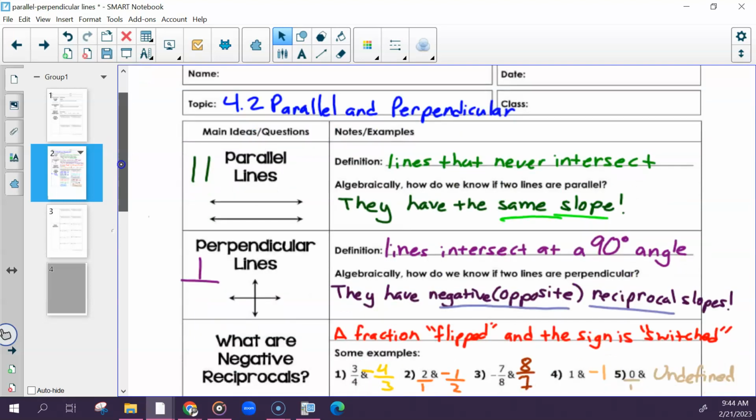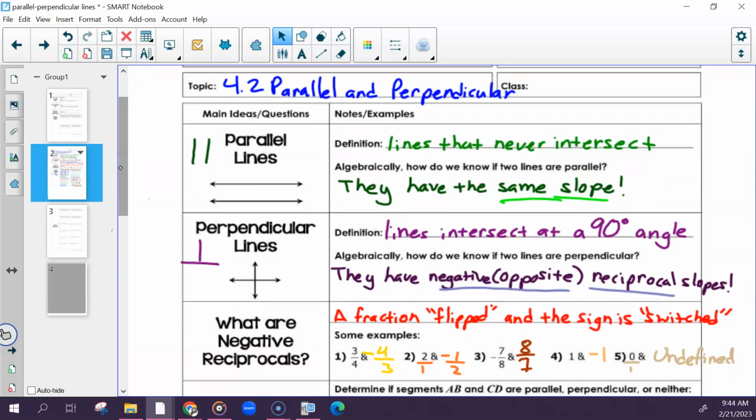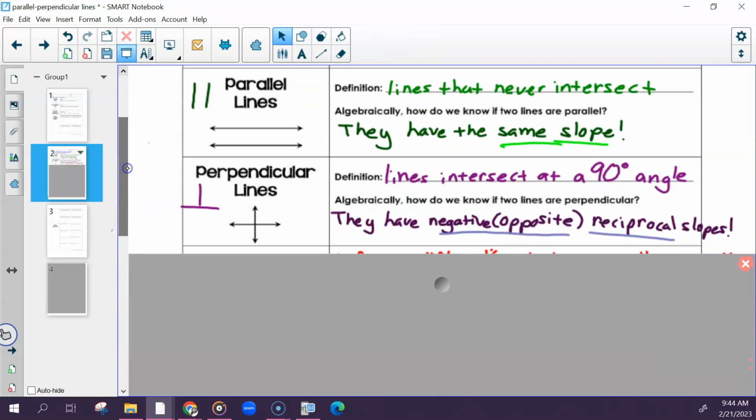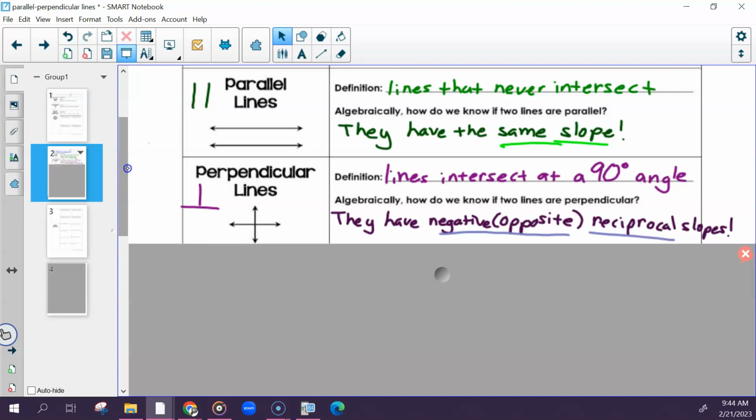Perpendicular lines are lines that intersect at a 90-degree angle. So that's like that T we were talking about, the 90 degrees. You'll talk more about that when you get into geometry. And the symbol for perpendicular lines is an upside down T. Algebraically, we know they're perpendicular if they have negative or opposite reciprocal slopes. And we're going to talk about that definition here in a second.